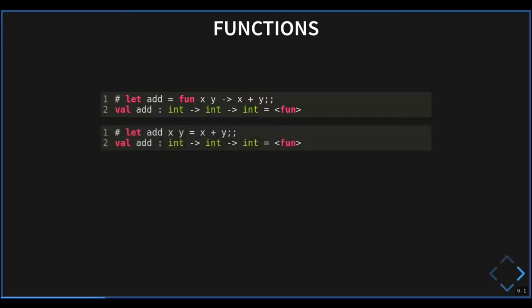There's also a shorter syntax for creating functions, also using the let keyword. In this case, we use the let keyword, then the name of the function, and then the names of the arguments, an equals sign, and the body of the function. And this is exactly the same function. The type signature is also the same.